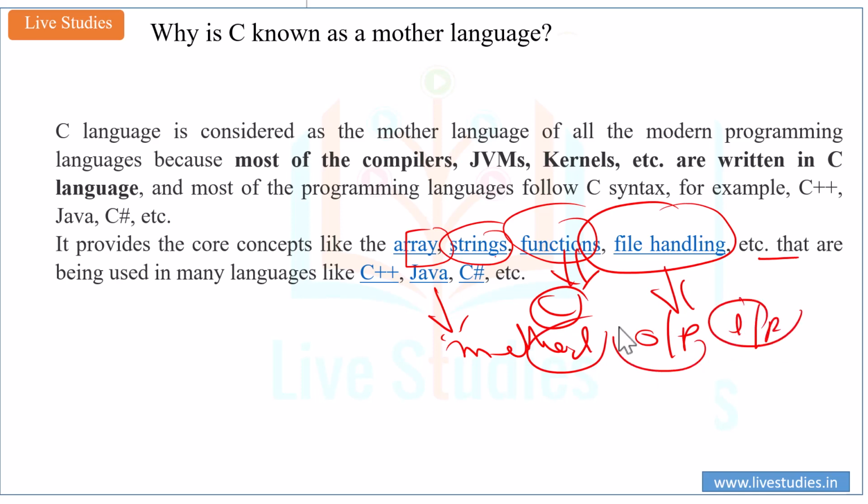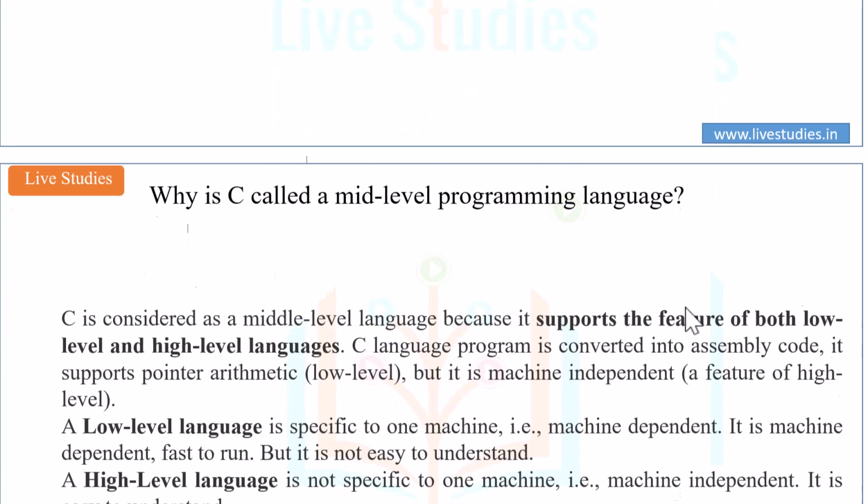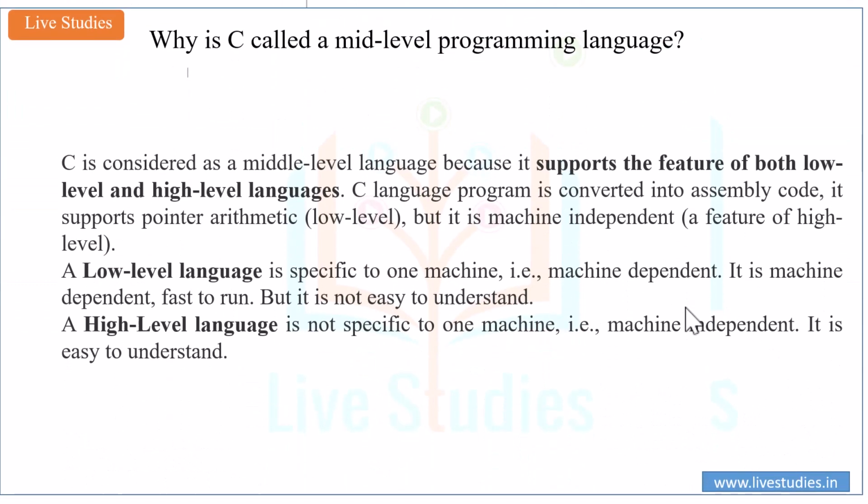Why is C called a middle level language? C is considered a middle level language because it supports the features of both low level and high level languages. C programs are converted into assembly code, and it supports pointer arithmetic, which is a low level feature. But it is machine independent, which is a feature of high level.